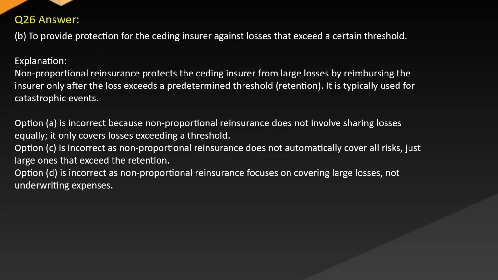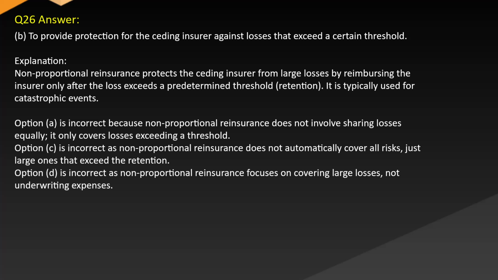Answer: B. To provide protection for the ceding insurer against losses that exceed a certain threshold. Explanation: Non-proportional reinsurance protects the ceding insurer from large losses by reimbursing the insurer only after the loss exceeds a predetermined threshold, the retention. It is typically used for catastrophic events.